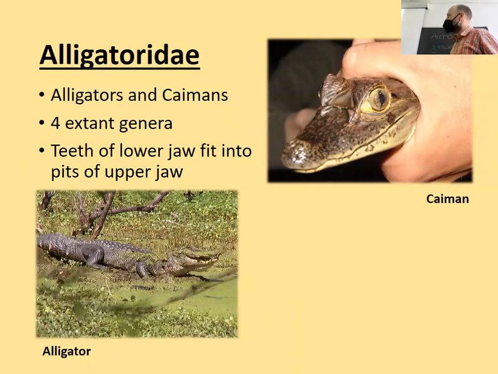Alligators, or Alligatoridae, includes alligators and caimans, which are primarily in the New World, but not exclusively. There's 4 genera. You see here a little baby caiman. Here's the American alligator. They get quite large. This is a terrible picture to show you, but the way that their teeth articulate with their jaw distinguishes alligators from crocodilians, and specifically the teeth of the lower jaw fit into a pit in the upper jaw, which you can't really see that well here.